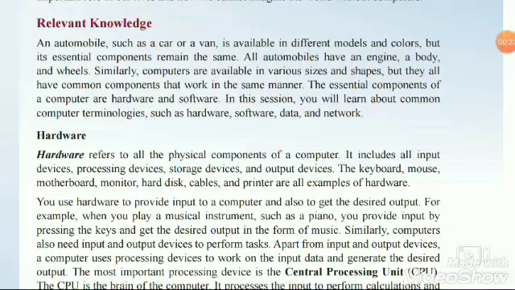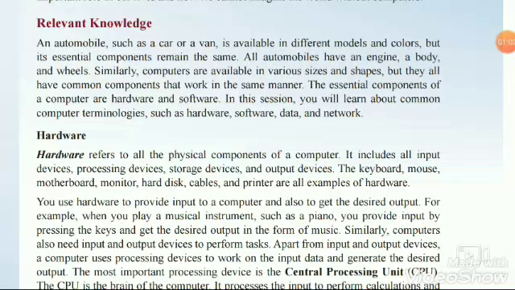Hardware, according to the name, refers to all the physical components of a computer, and it includes all input devices, processing devices, storage devices and output devices. So the keyboard, mouse, motherboard, monitor, hard disk, cables and printers are all examples of hardware. We use hardware to provide input to the computer and also get the desired output. For example, when we play a musical instrument such as a piano, we provide input by pressing the keys and get the desired output in the form of music.